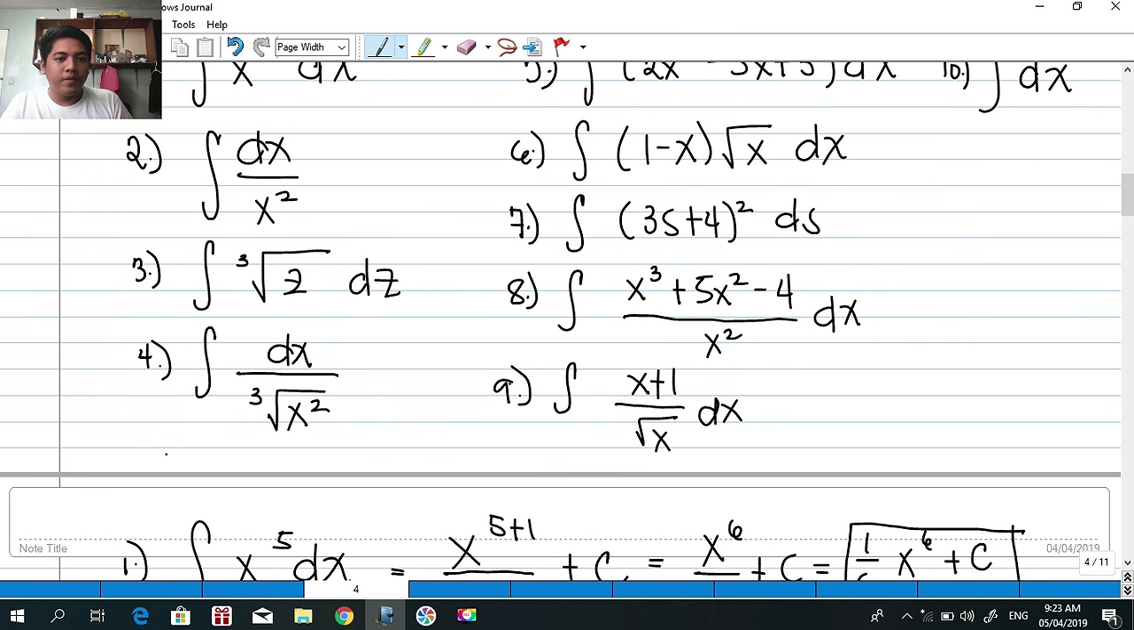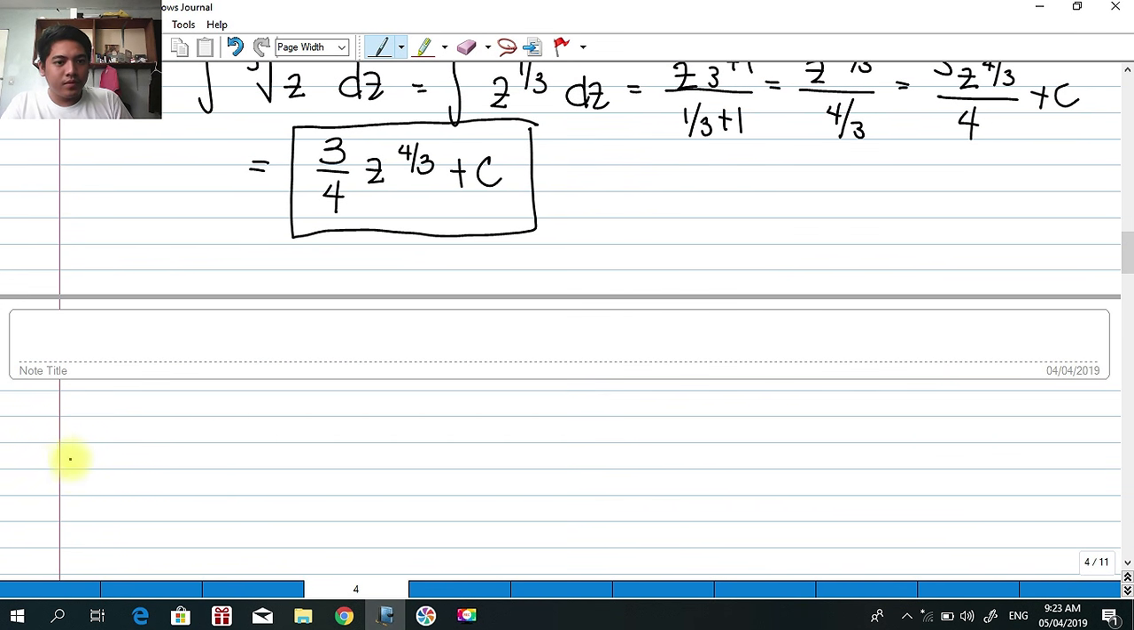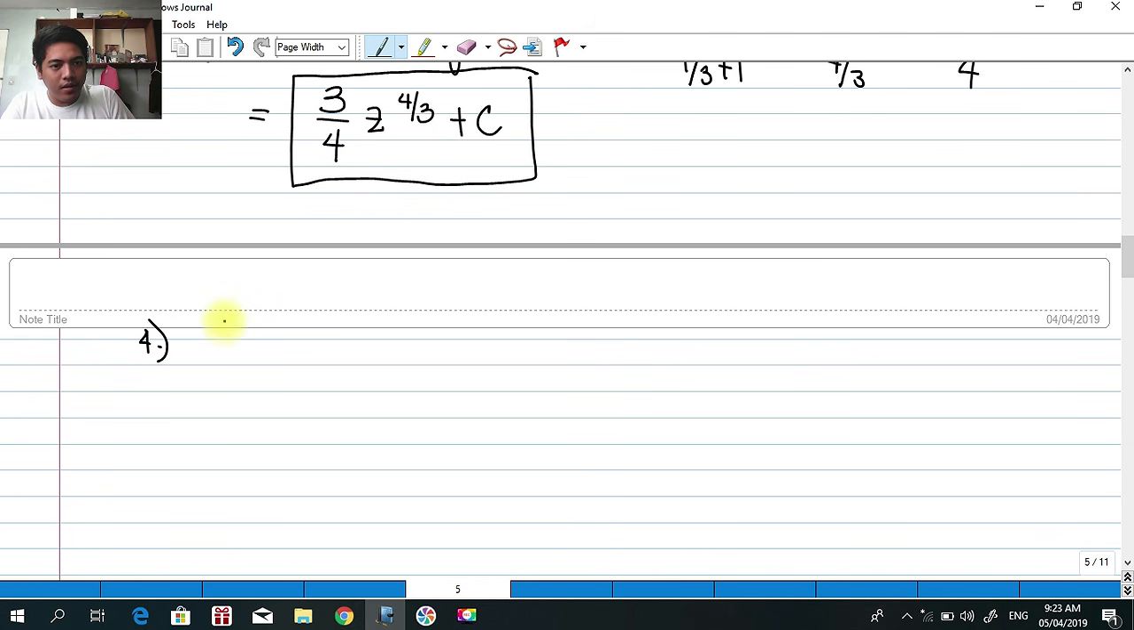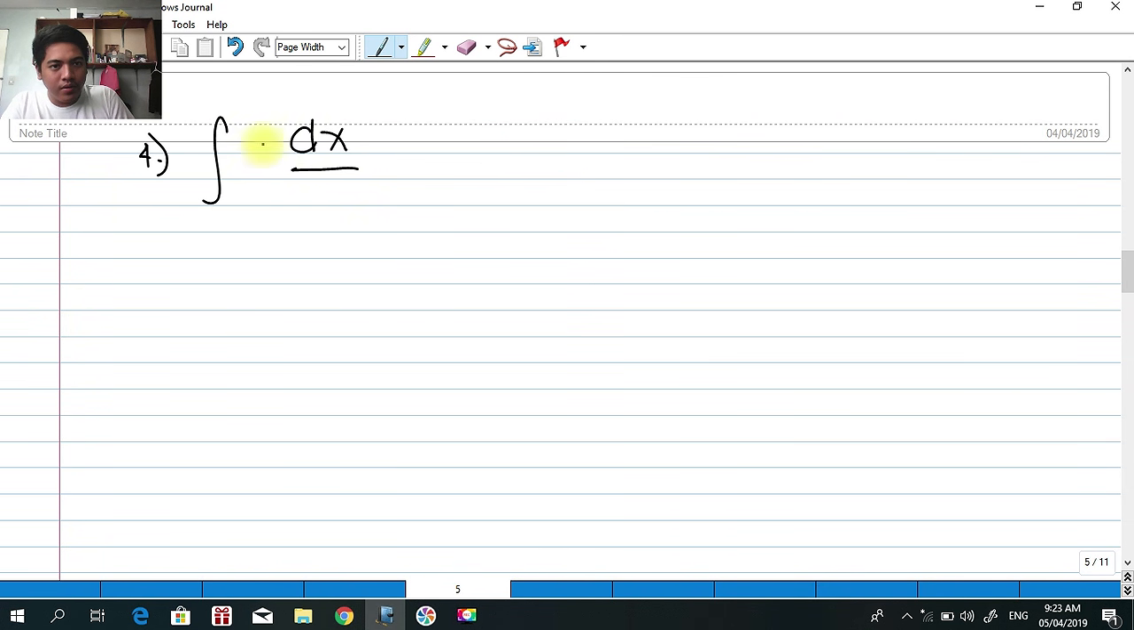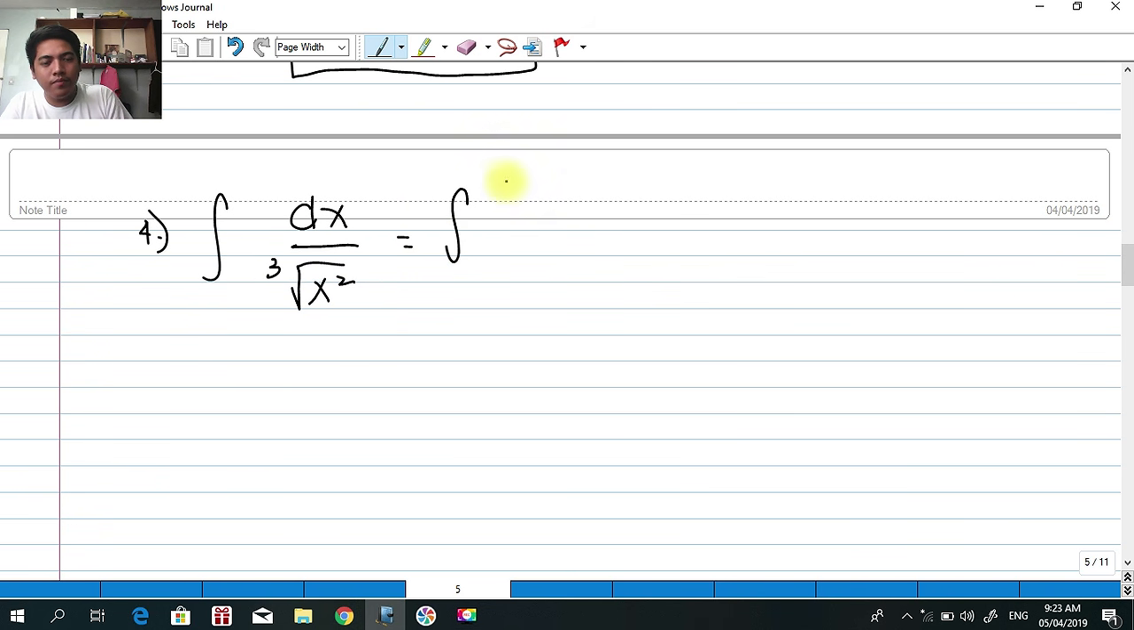For number 4, we have the integral of dx over the cube root of x squared. So, again, you must rewrite this in exponent form. As you all know, that is dx over x raised to 2 thirds. Right? So, we can actually translate it into x raised to negative 2 thirds dx.